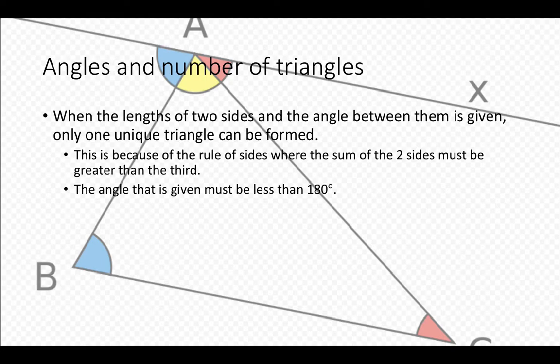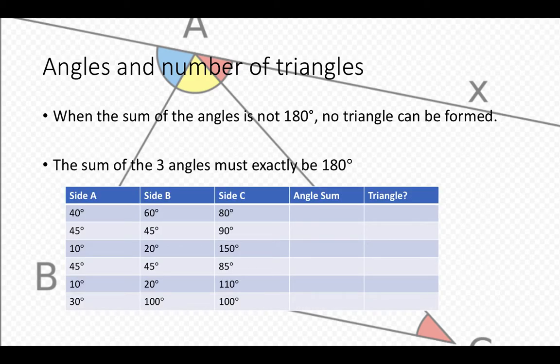When the length of two sides and the angle between them is given, only one triangle can be made. That's because of the sides, number of sides that we just talked about earlier. They have to add up, or the third side has to be less than the two sides that add together. And the angle that is given has to be less than 180 degrees. So just remember, if I give you a degree measurement and it's less than 180 degrees, and I give you two lengths of a side, then that tells me I only have one triangle that I can make there.